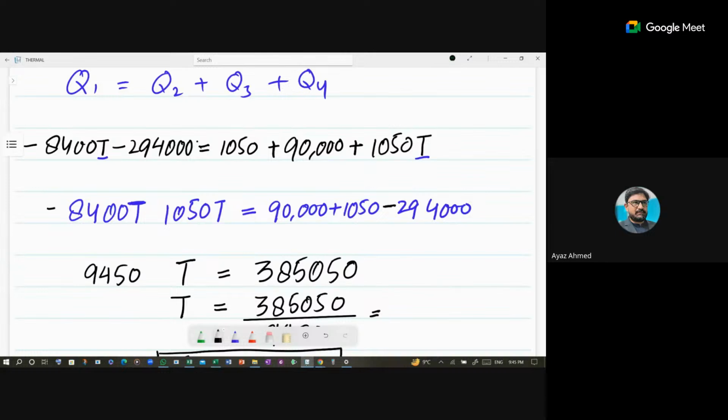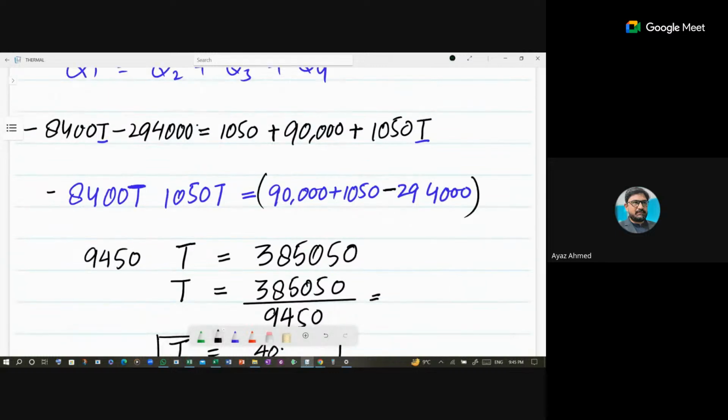Okay, just find one value, please. Just subtract this one: 90,000 plus 1050 minus this. What answer do you get? Sir, only the answer of this bracket? Yes, of this bracket. So, -202950. Okay, fine, -202950. Yes, I got it. And if we add both of these, that's fine.